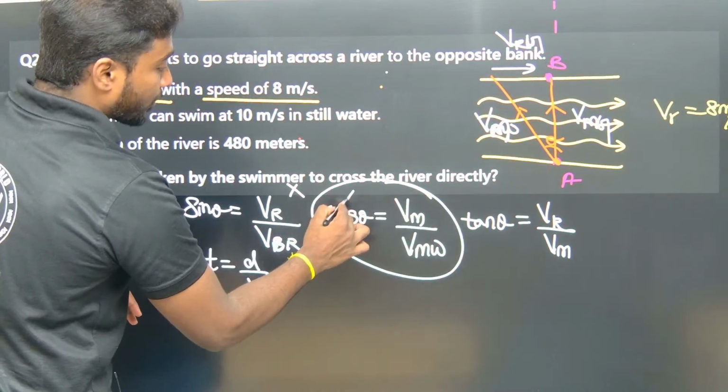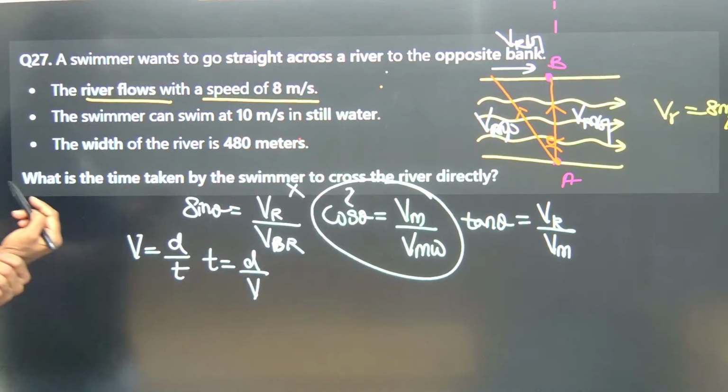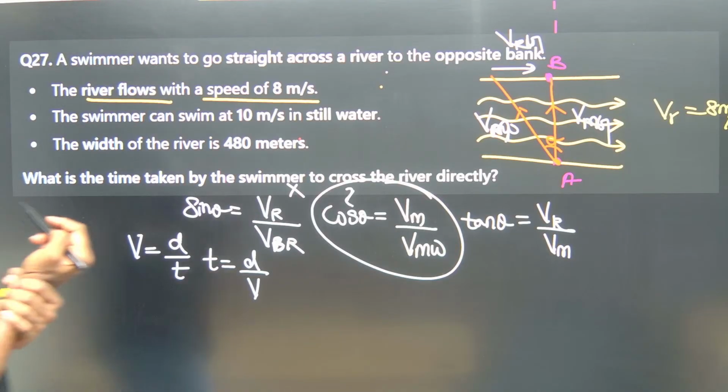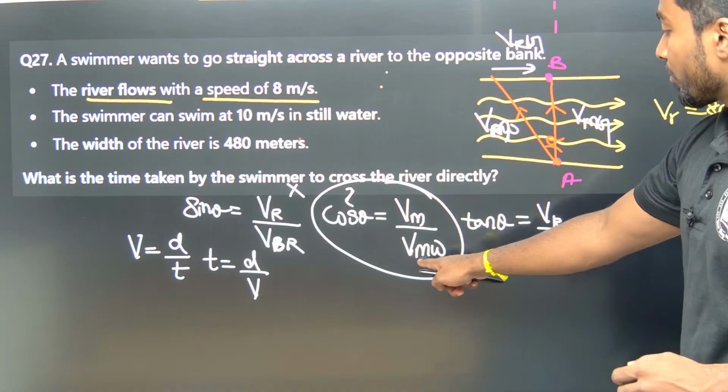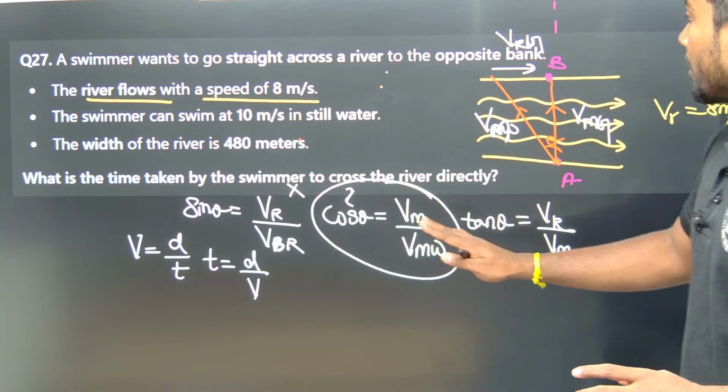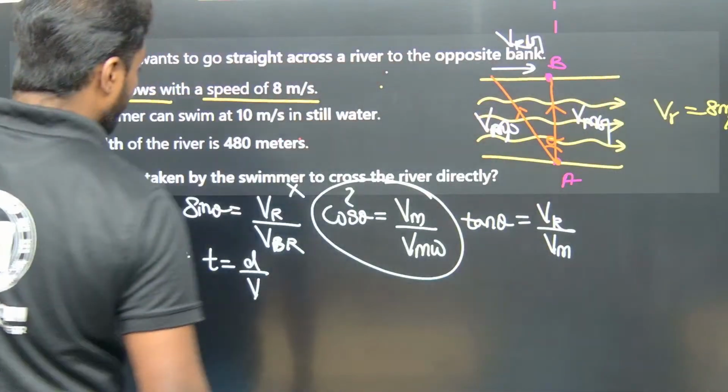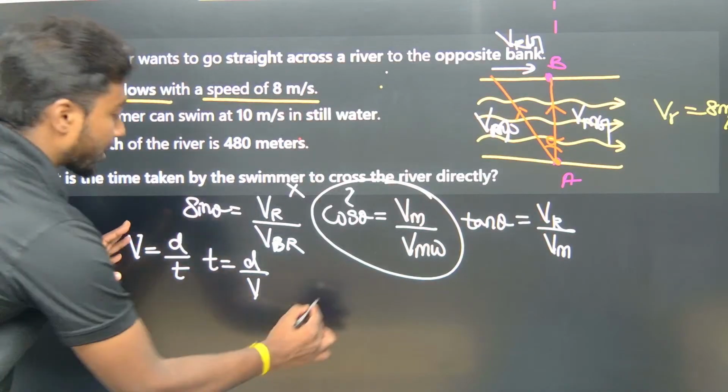But when I see here, I don't know what theta is. Theta is not given. The velocity of the swimmer with respect to water is given. So I can first use sin theta.